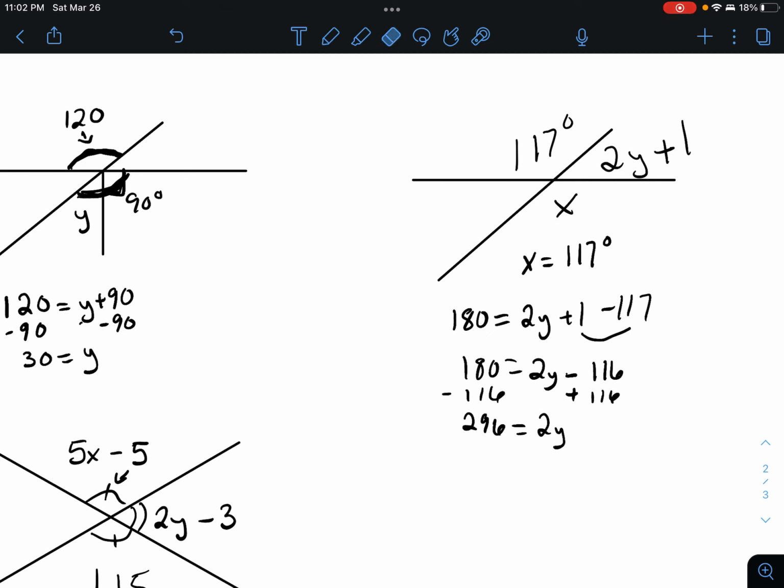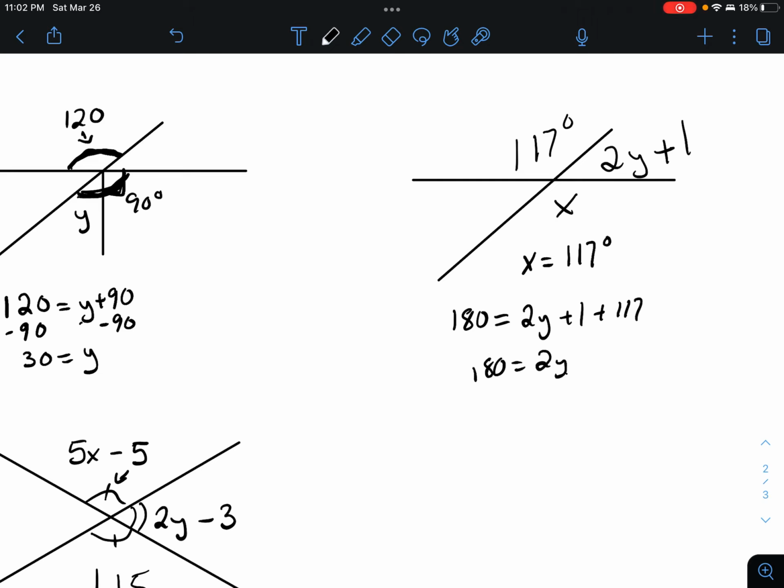As I was looking at this, I didn't think that looked right. I was going to say it's too big of an angle. So to get 180 degrees, you are taking 2y plus 1, and you're plussing 117. Now, two-step equation. We're going to add like terms first, so you get 180 is equal to 2y. 1 plus 117 is 118.